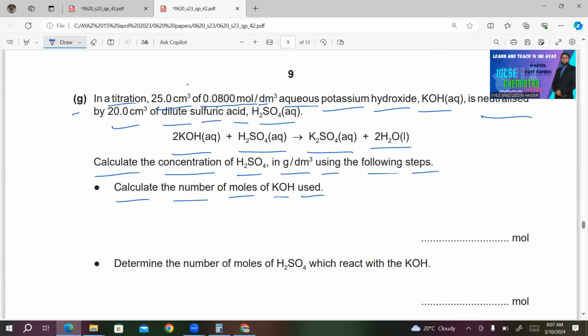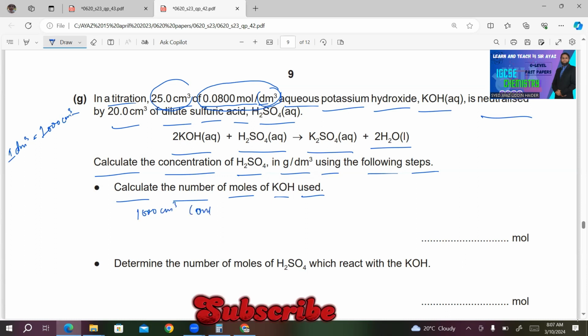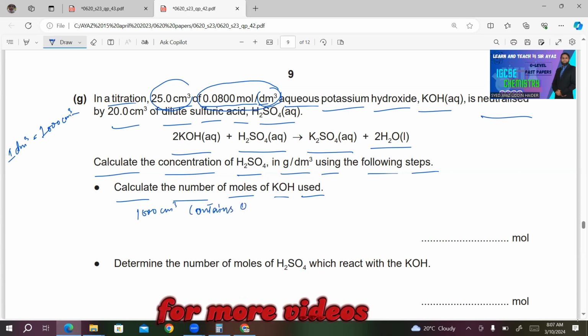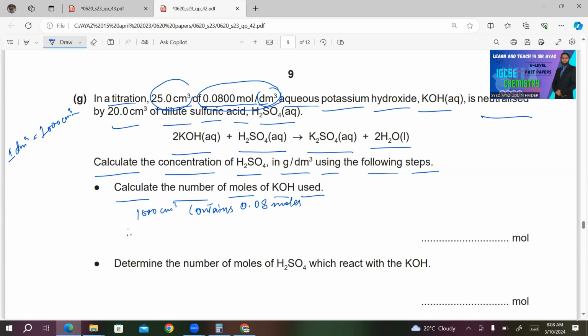Here the information is 25 centimeter cube of 0.08 mole per dm cube of aqueous potassium hydroxide. So first of all, I will convert this into centimeter cube. You know the relationship for dm cube and centimeter cube. 1 dm cube contains 1000 centimeter cube. So I will write 1000 centimeter cube contains 0.08 moles of KOH. Therefore, 25 centimeter cube contains X moles of KOH.